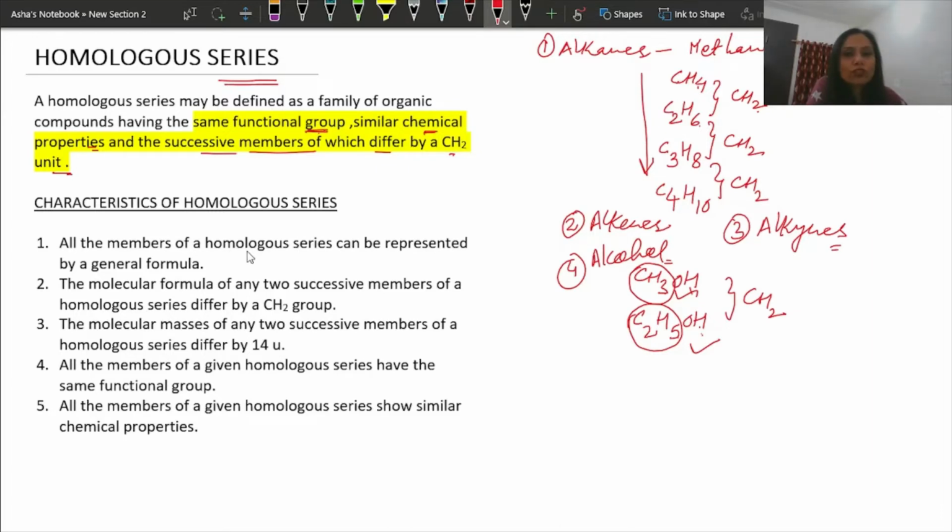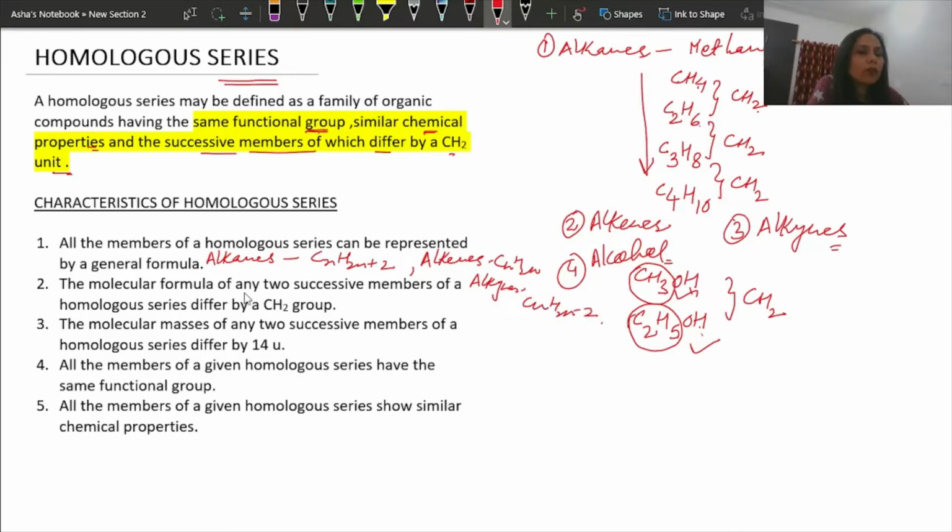This question is usually asked in the board exam also: list the characteristic properties of homologous series. They are very easy. All the members of a homologous series can be represented by a general formula. For example, alkanes have a general formula of CnH2n+2, right? Similarly, you can write for alkenes, CnH2n. You can also write for alkynes, CnH2n-2, right?